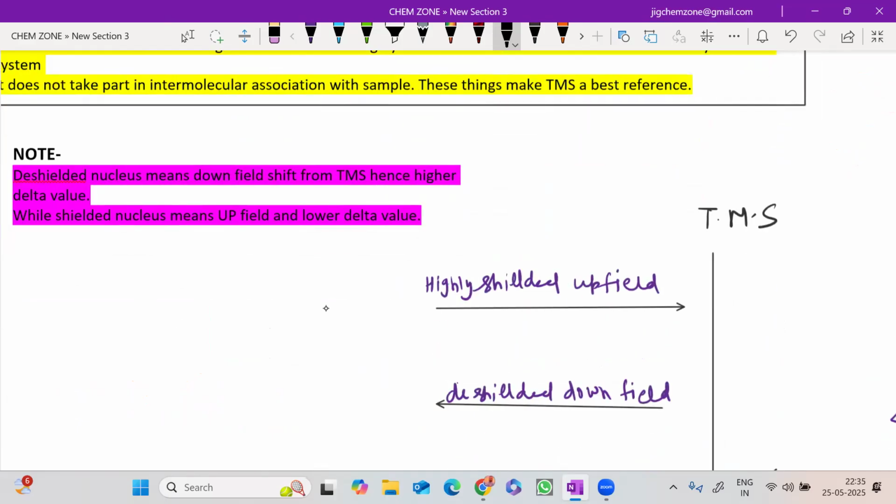Deshielded nucleus means downfield shift from TMS, hence higher delta value. The difference will be greater in comparison to TMS.